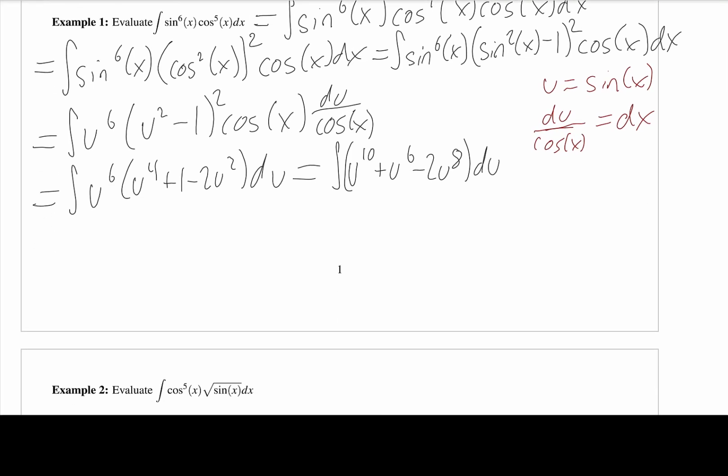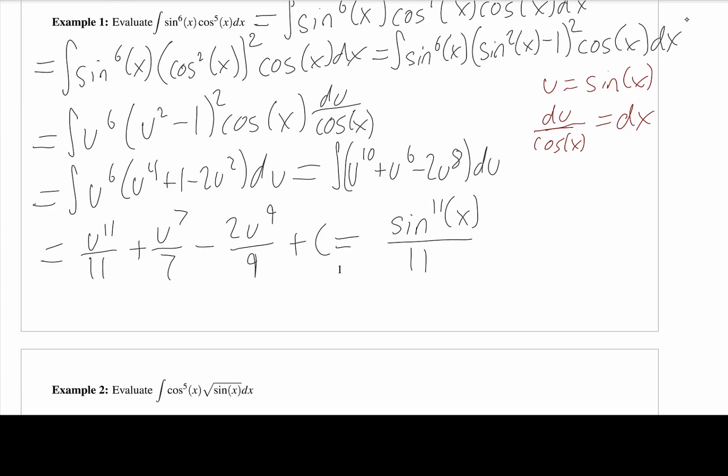And so now we'll go ahead and integrate that. So I'm going to have u to the 11th over 11 plus u to the 7th over 7 minus 2u to the 9th over 9 plus c. And now I'll plug back in u equals sine of x. So this is sine to the 11th of x over 11 plus sine to the 7th of x over 7 minus 2 sine to the 9th of x over 9 plus c. Okay? And so this is how we deal with integrals of this form.